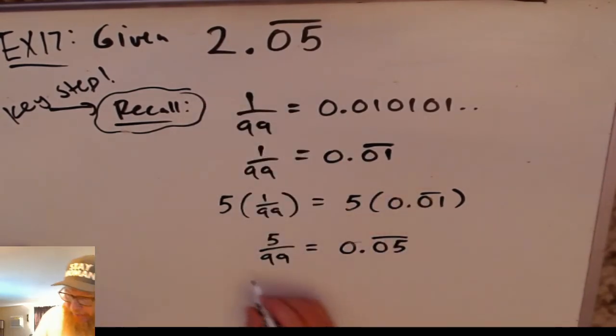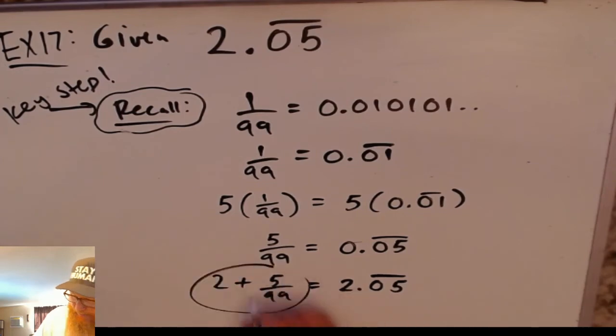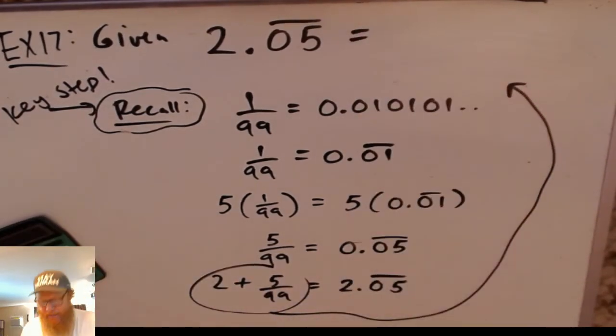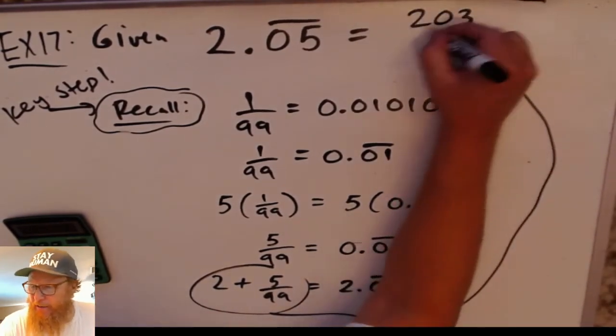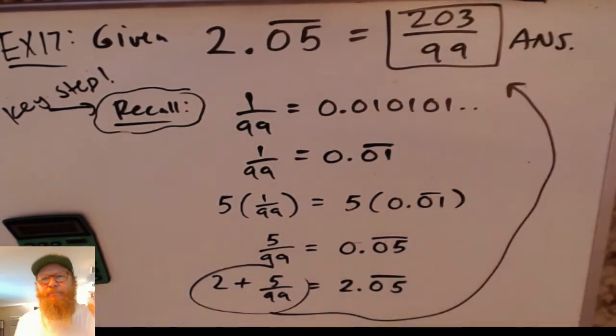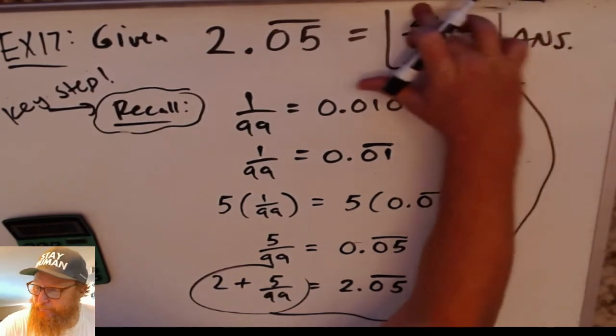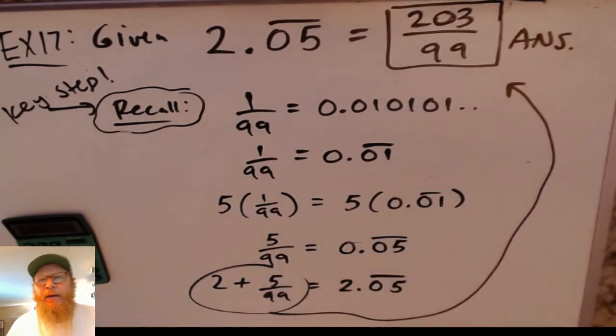And then finally, add the 2. And that'll be rewritten as 2 and 5/99ths. So that will be what? 2 times 99 plus 5. That's 203/99. And that's your answer.